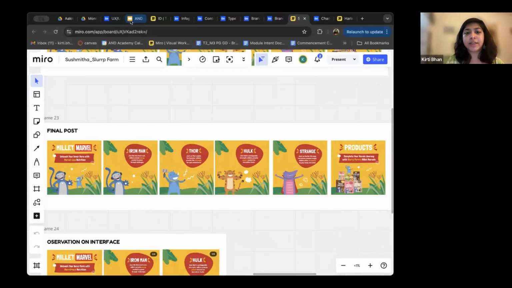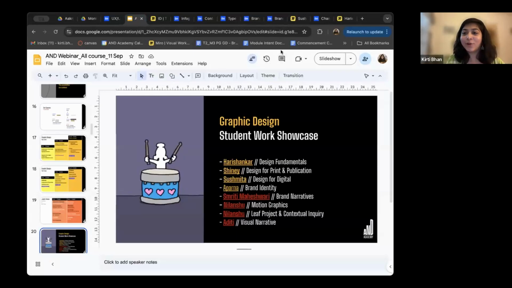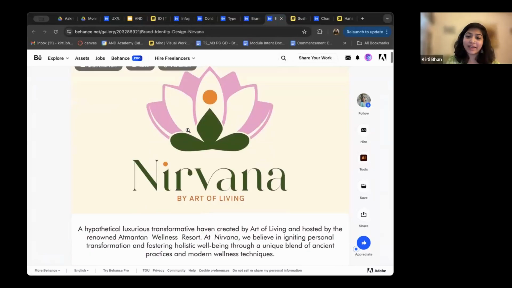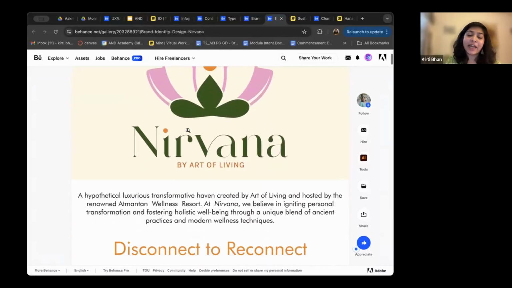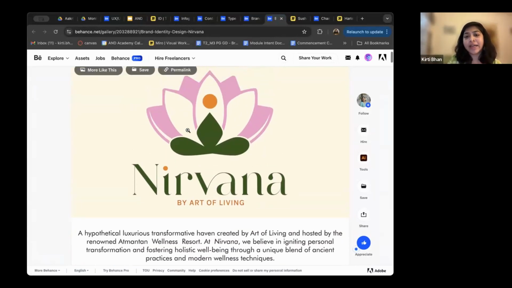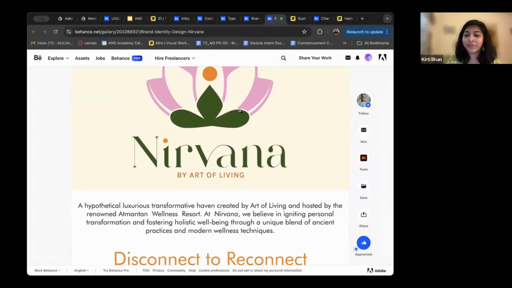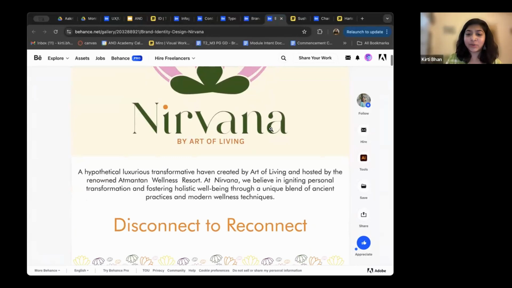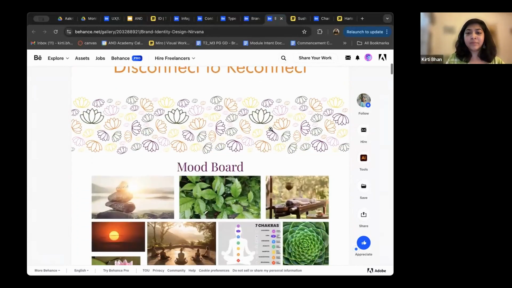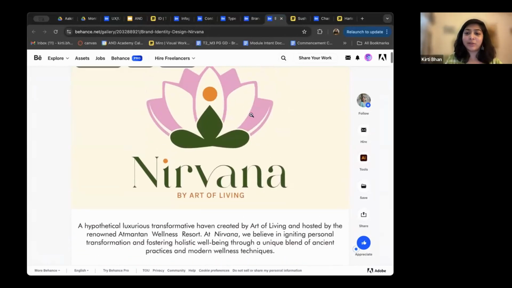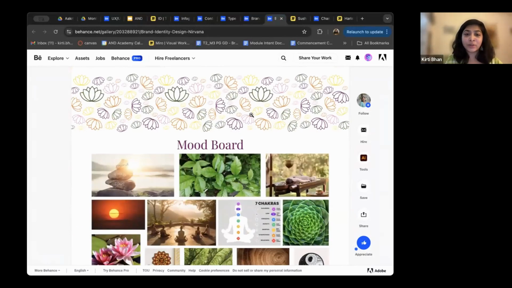All right, now I'll take you to brand identity. This is basically a hypothetical, luxurious, transformative haven, and this logo is for that. It talks about a resort where you come and experience this transformation, this holistic well-being. Basically disconnect to connect, like we can understand by the name Nirvana and by the look and feel of the logo also. So she designed the logo.